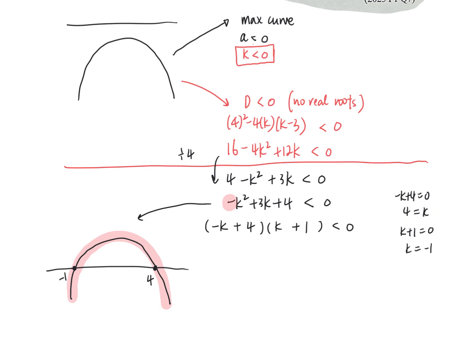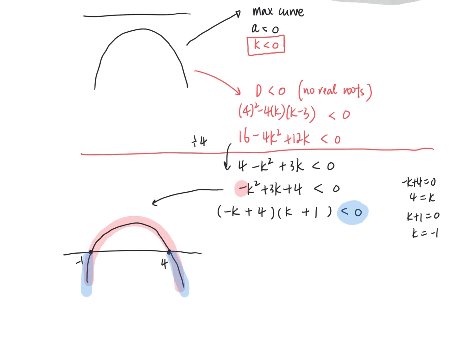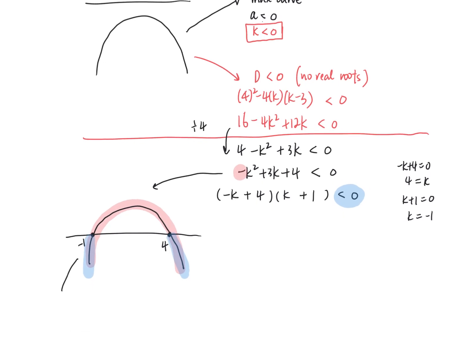So these are your two x-intercepts, and then your question wants you to find the part of the curve that is below the 0 line. So it happens to be the tail. So the two solutions from your tail is all the k that is less than -1 and all the k that is greater than 4. So these are the two sets of solution that you get.